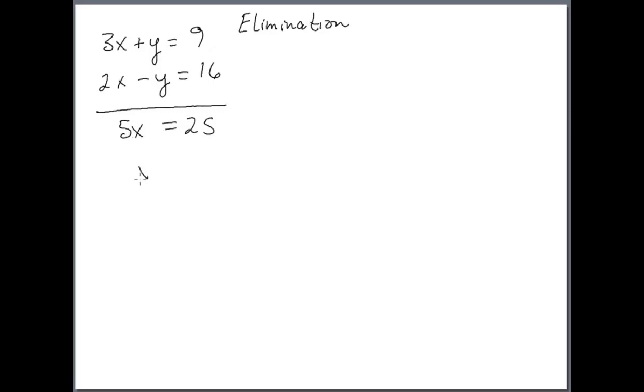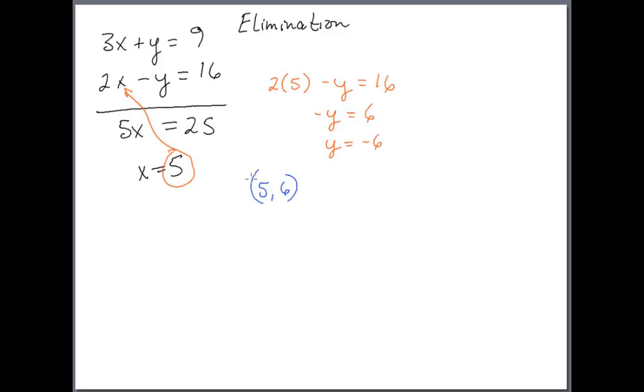Divide by 5, and that gives us x equals 5. Like, yeah, that was slick. Those y's just went away. But it has the same purpose as what substitution did, and that is getting it down to one variable. So now we take this 5 and stick it up anywhere we want. Let's put it right there. We get 2 times 5 minus y equals 16. That's a 10. Subtract it over and get minus y equals 6, so y equals a negative 6. That means our solution is x is 5 and y is negative 6. That point works in both of them.